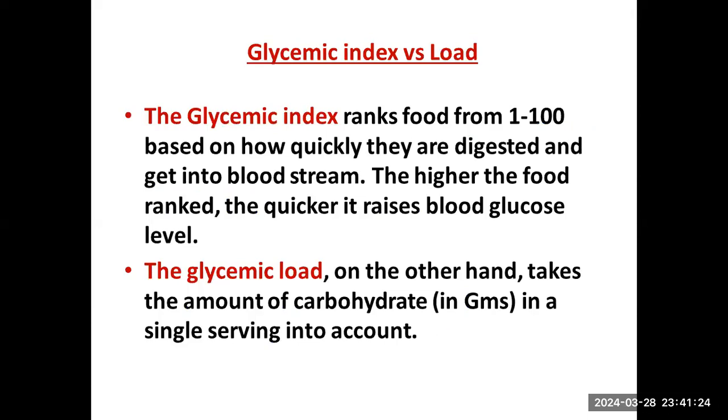Glycemic index versus load. The glycemic index ranks food from 1 to 100 based on how quickly they are digested and get into the bloodstream. The higher the food is ranked, the quicker it raises the blood glucose level. For example, simple glucose quickly raises the blood glucose. Starch will take some time because it has to be digested into glucose. The glycemic load, on the other hand, takes the amount of carbohydrate in grams in a single serving into account.